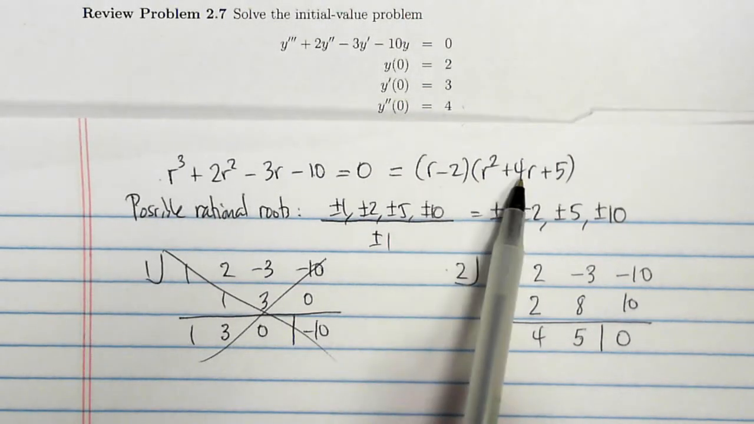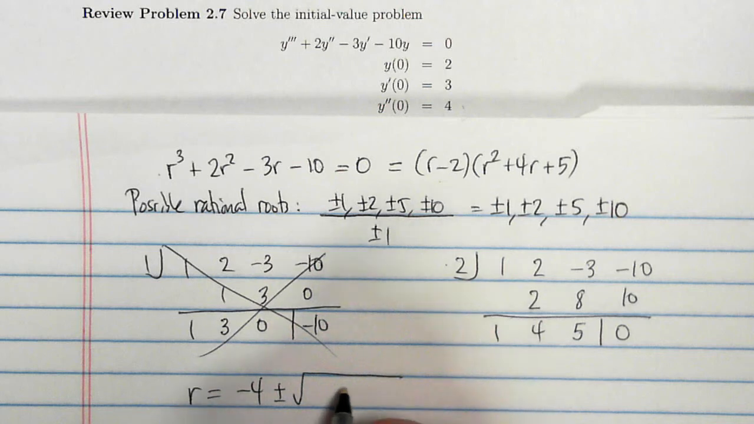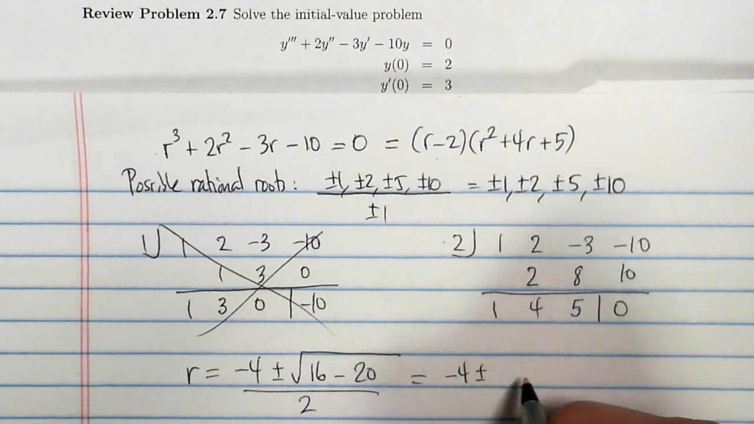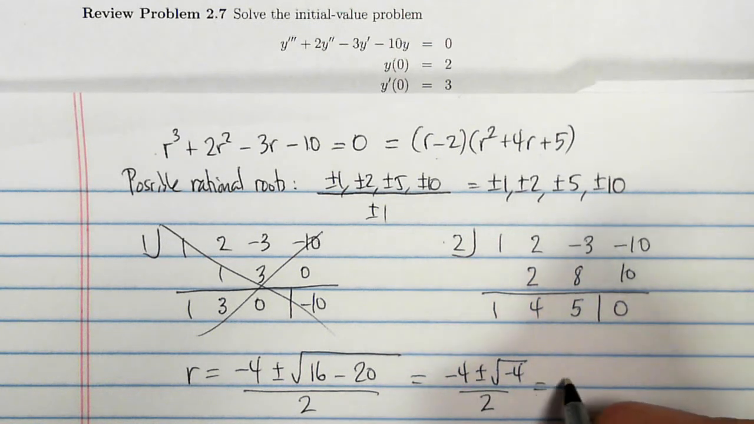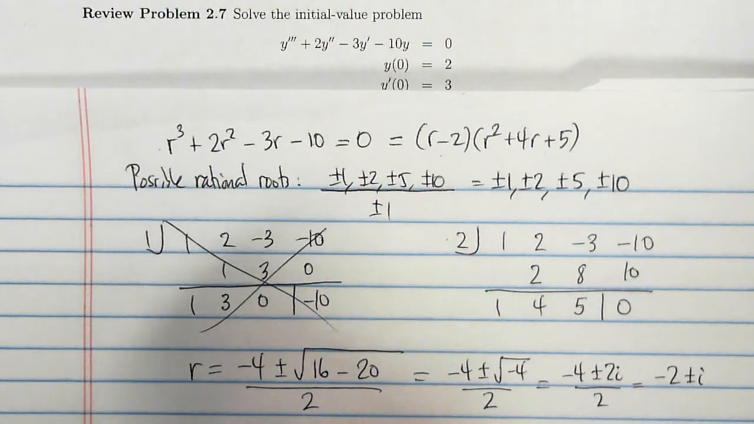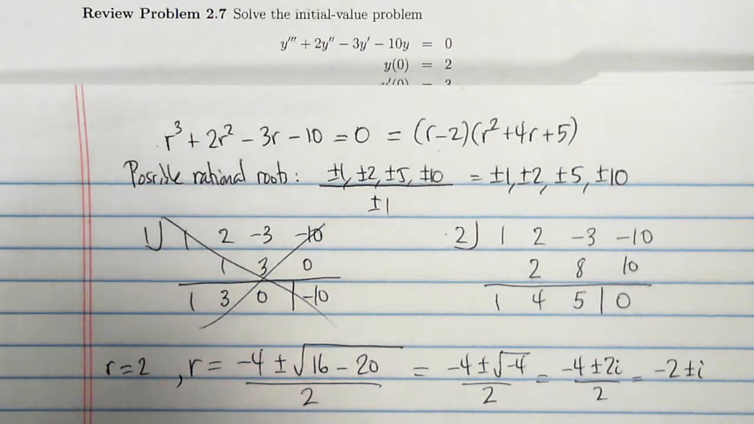So to get the roots, we use the quadratic formula. r is equal to -4 plus or minus the square root of b² is 16 minus 4ac is 20, divided by 2. So -4 plus or minus the square root of -4 over 2. So -4 plus or minus 2i over 2. So -2 plus or minus i. So that's one pair of roots, and the other root, of course, is just r = 2.